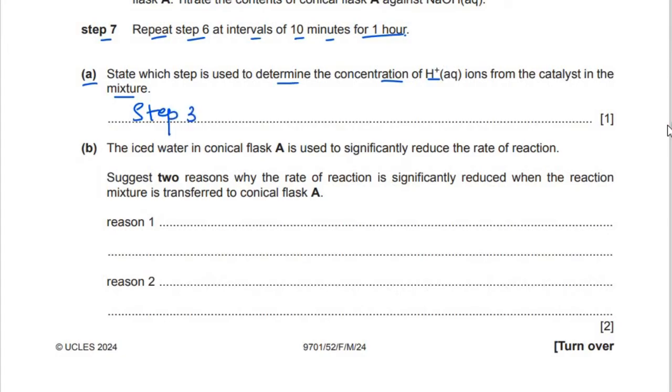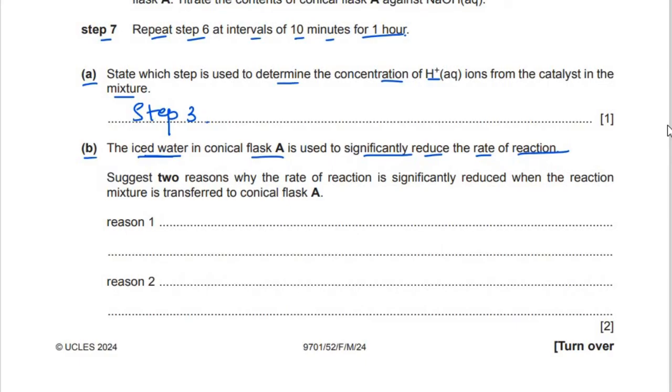Step 3. Okay, let's go ahead with sub question B. It says the iced water in conical flask A is used to significantly reduce the rate of reaction. So what are we doing? We are adding iced water in step 1 in conical flask A. This is used to significantly reduce the rate of reaction.